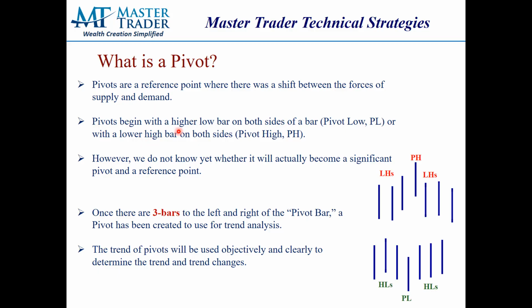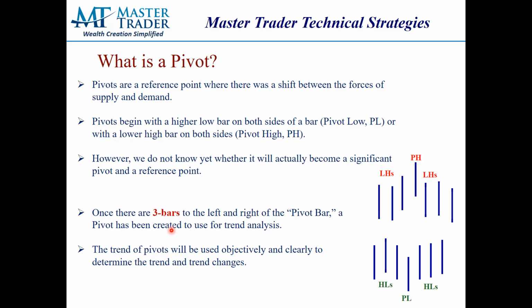So pivots begin with a higher low bar on both sides of a bar, and that's a low pivot. Or with lower high bars on both sides, meaning a high pivot. And we're just going to use PH and PL to mark them. However, at that point, you really don't know whether it's going to become a pivot of any significance. So we need more information.